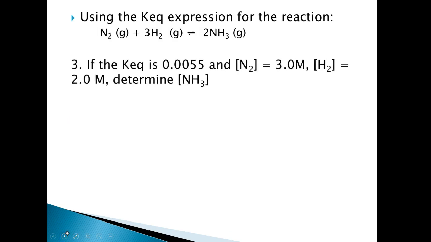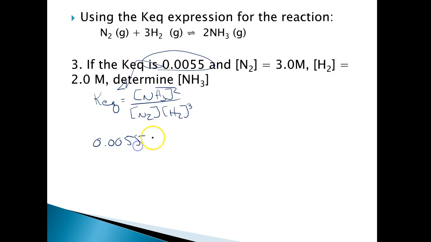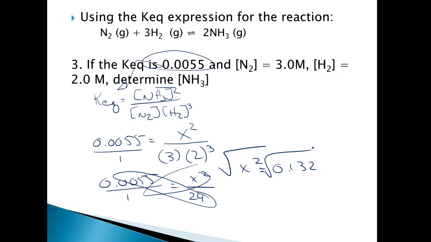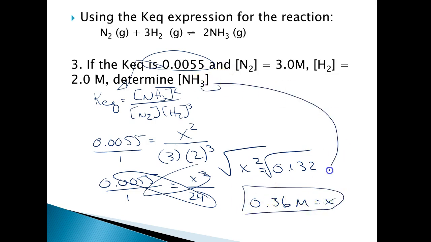Okay. So now we're going to find the NH3. Again, I'm going to write down the KEQ expression. NH3 squared over N2 times H2 cubed. KEQ is given to me. 0.0055 equals, I don't know what the NH3 is, x, but it has to be squared because it's squared in the expression. And the N2 is 3 times 2 cubed. So what I end up with is 0.0055 over 1 equals x squared over 24. And again, I'm going to cross multiply. 0.132, take the square root. 0.36 molarity equals x. And again, you are solving for a concentration, and concentrations have units. K's don't.